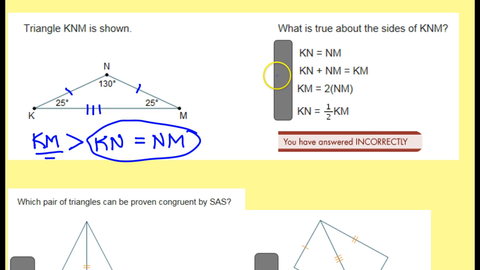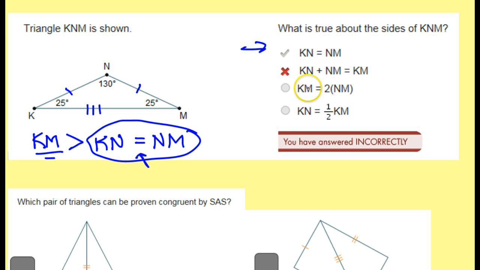So let's see what's up. What is true about this? This seems like just straight multiple choice. So KN is equal to NM. Yep, we just said that. So that means the top one must be the answer. And there you go.